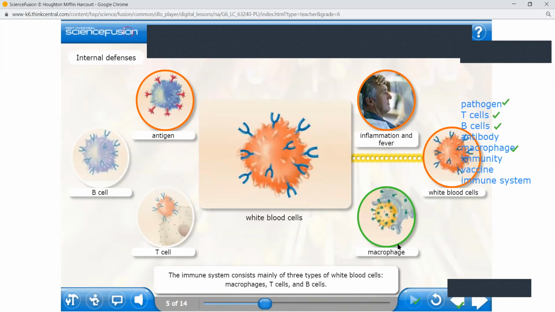The type of white blood cells called macrophages patrol your body's tissues for antigens.